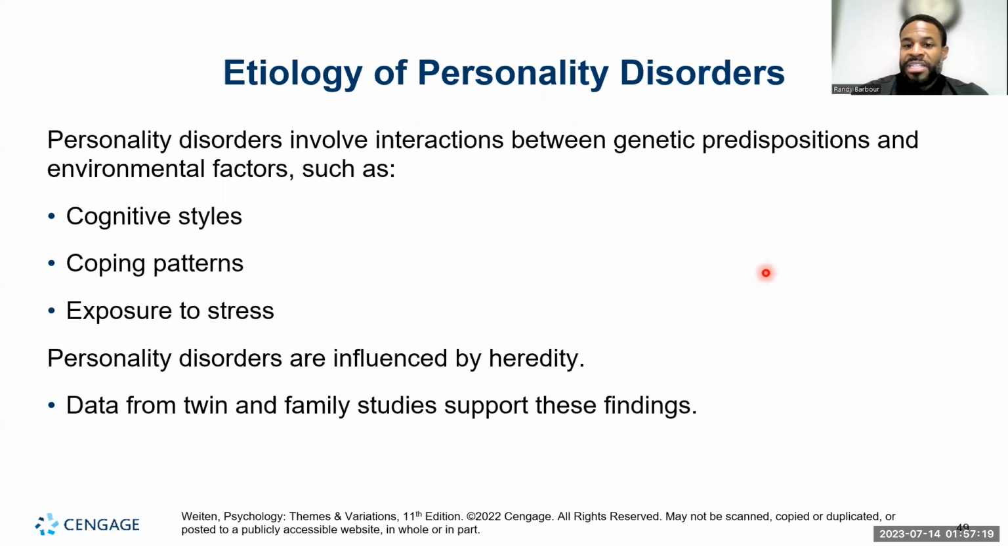But again, when we talk about personality disorders, there is some interaction between genetic factors and predispositions and environmental factors: our exposure to stress, our coping patterns, how we cope and the resilience that we have, and then our cognitive styles, how we think. Do we have a more optimistic personality type? Are we open to experience? Are we more agreeable or not? It also shows that some personality disorders can be influenced by heredity. So we talk about the genetic factor. Data from twin studies shows that if one of the twins has a personality disorder, the other twin may also have a similar or the same personality disorder.